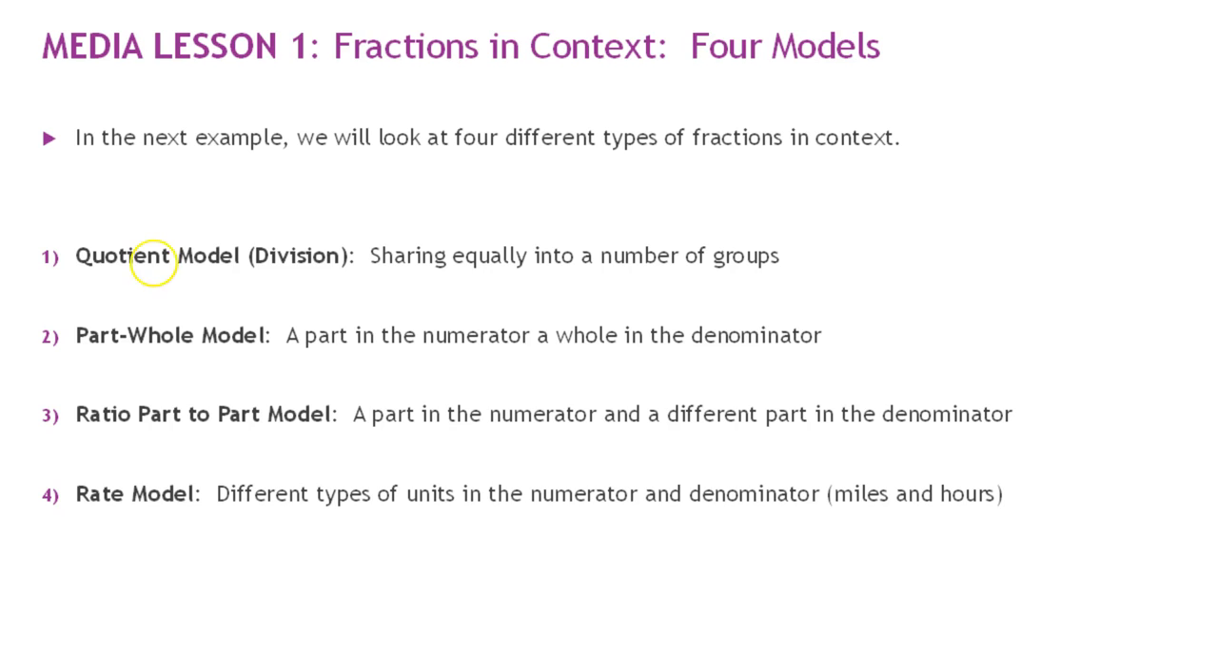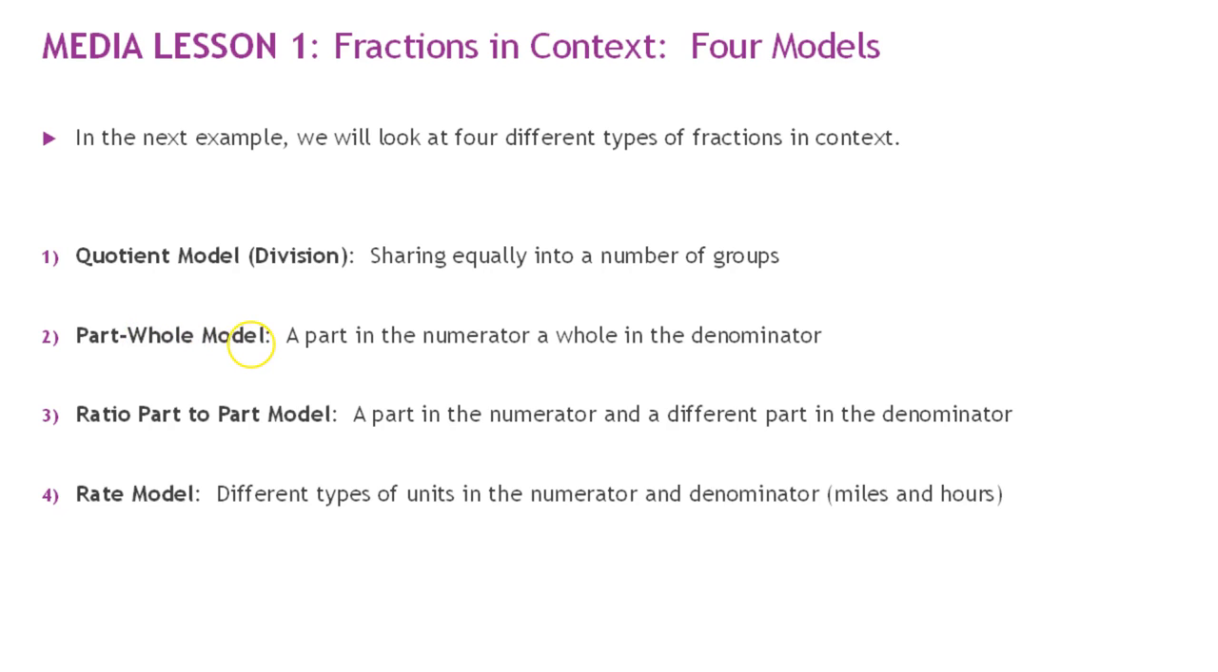So first, we have the quotient model, or just division. So you can think of a fraction as just dividing the numerator, the top number, by the denominator, where the numerator is a dividend, the denominator is a divisor. And also, you can think of this as sharing equally into a number of groups, or fair sharing.